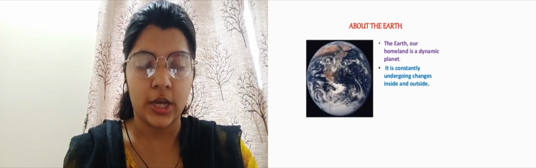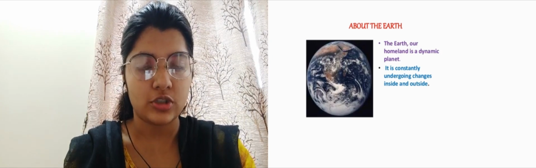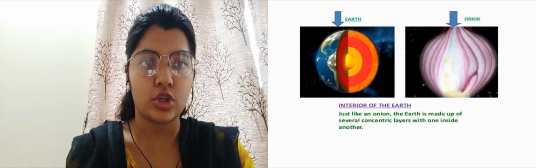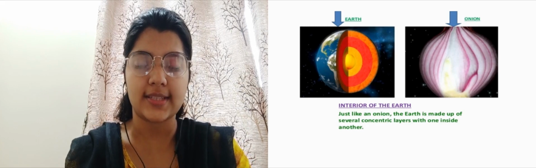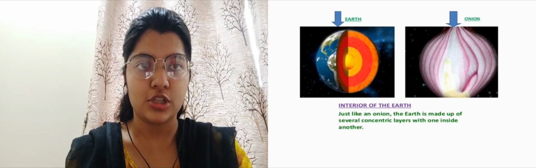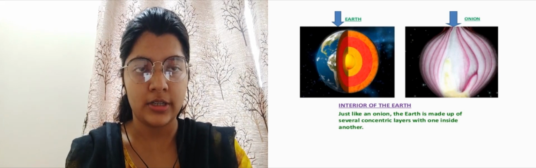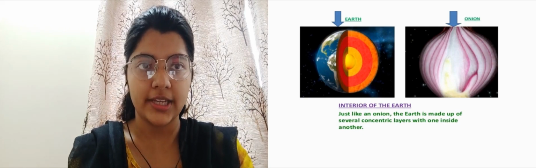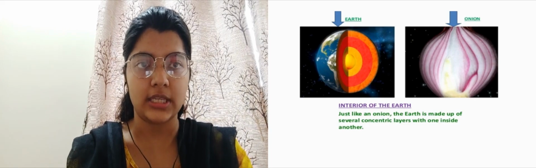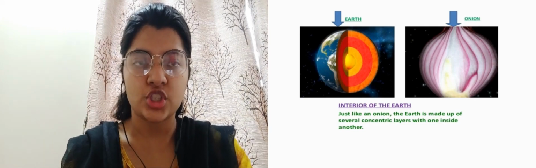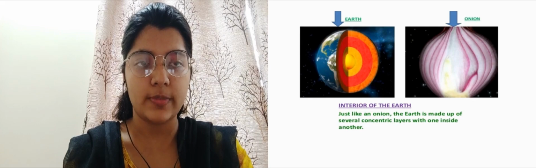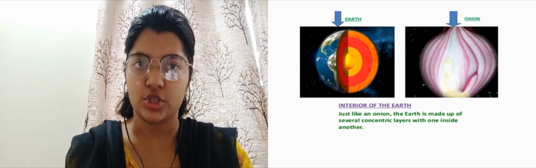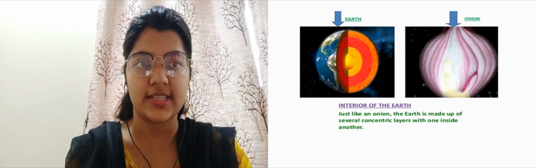Now let us understand how earth is actually formed. Earth's layers are just like an onion. There are several concentric layers, one inside the other. From the picture you can see an onion shown, with several concentric layers one inside the other. Just like the onion, the earth is also made up of several concentric layers, which is very clear from the picture itself.